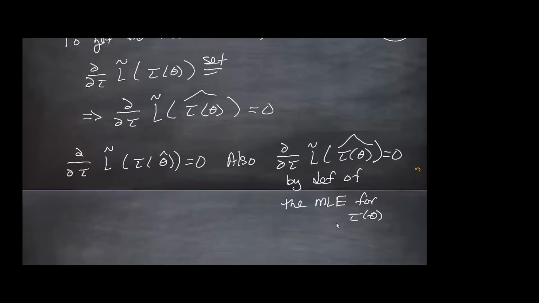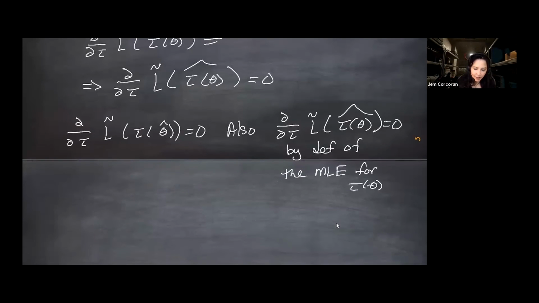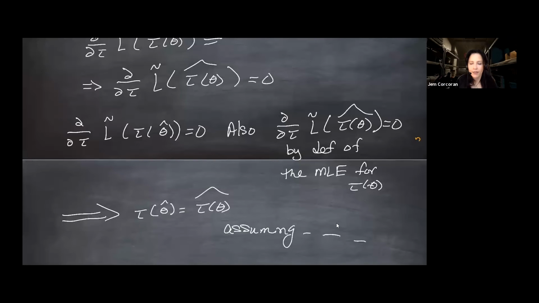And if you assume that there's only one 0 and that you actually found a maximum, then this is going to imply that tau of theta hat must equal tau hat of theta, assuming there's a unique maximum here and there isn't a minimum. Does that make any sense?